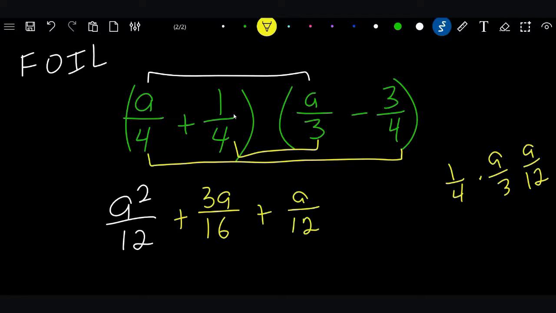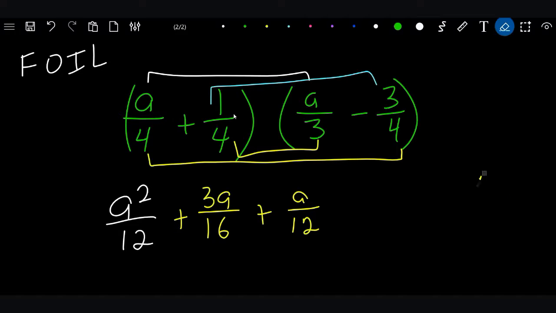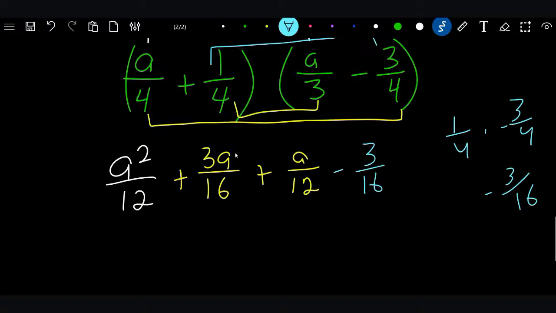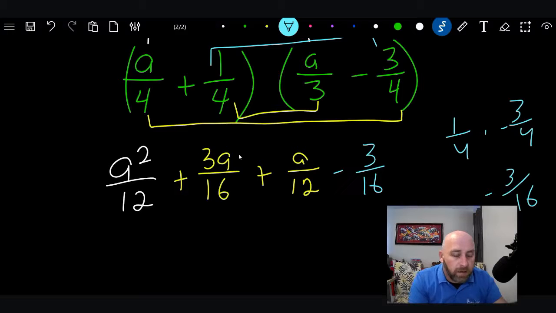And then we're going to do the lasts. So these guys. And then we end up with 1/4 times negative 3/4. So we're going to get a negative 3 over 16. Now I want you to see something here. Now this is interesting. Okay, so let's look at the like terms. Here's what we're looking at.